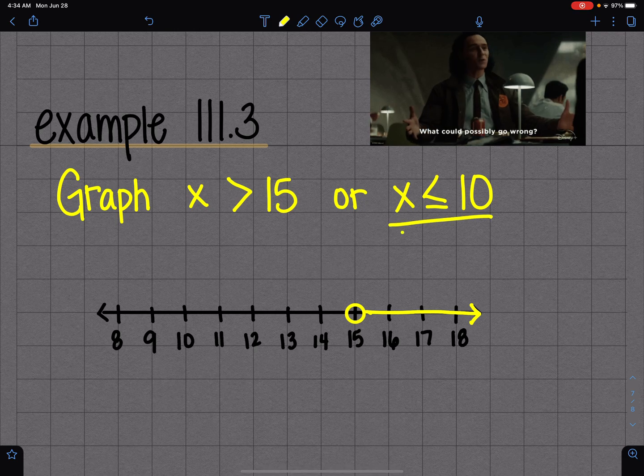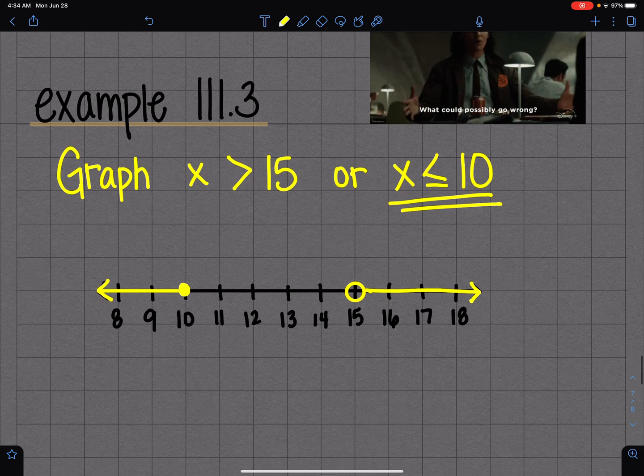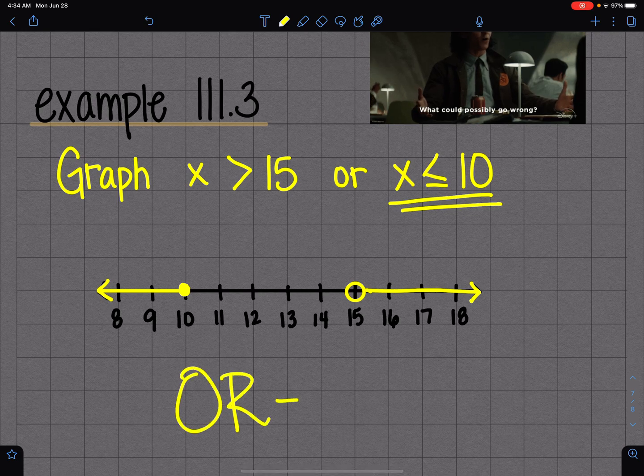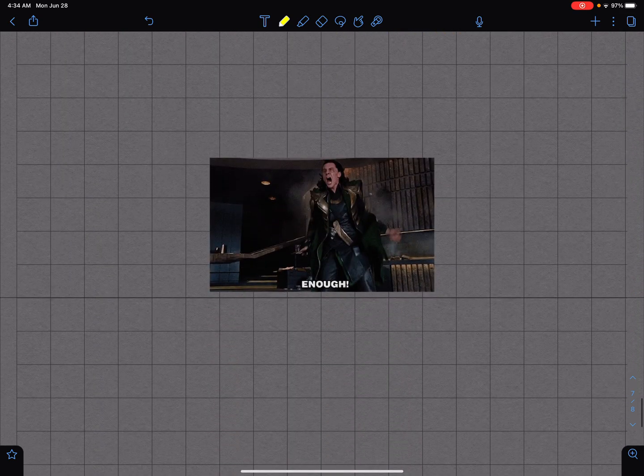And now I'll do the second part. X is less than or equal to 10. So I'm going to put a closed circle at 10. I know it has to be less than. And I'm going to have an arrow going in that direction. And guess what? That is it. You have indicated all real numbers that are less than or equal to 10 and, I'm sorry, not and, or that are greater than 15. So because of that word or, this is a disjunction. Alrighty, cool.